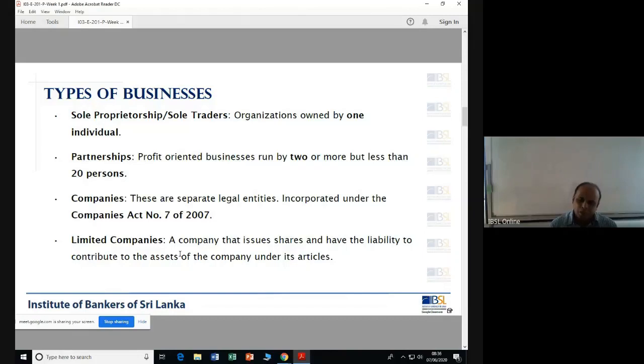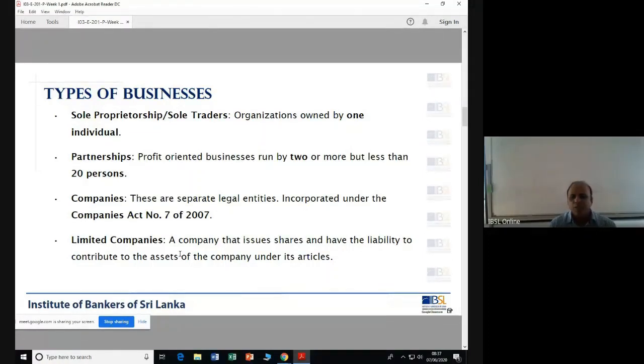So what does it mean? A limited company means that when they run the business, they come across so many liabilities. Now I am introducing another term, which is called liability, a topic which we will describe in detail. I will define what is liability, what is asset, and what is capital also. So liability means an obligation to pay.